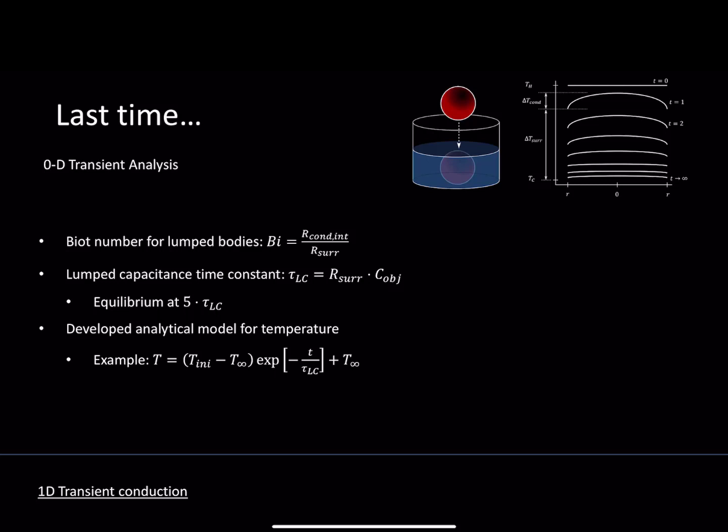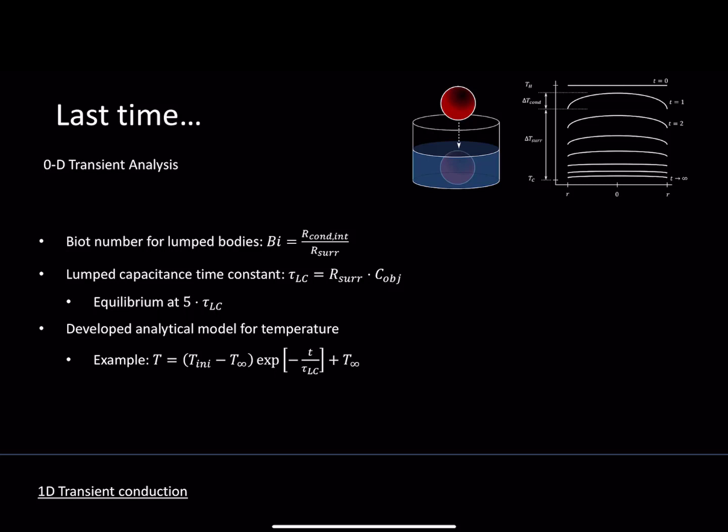But importantly, if the resistance to conduction internally is much lower than the resistance to the surroundings, then the temperature distribution inside that ball is basically constant, or it can be treated that way. And so instead of having to develop a model of a temperature profile inside the ball, and then also a model of the temperature to the surroundings, we just assume that the profile inside the ball is constant. And that gives us this 0D transient analysis, right? It's constant in space, but not in time.